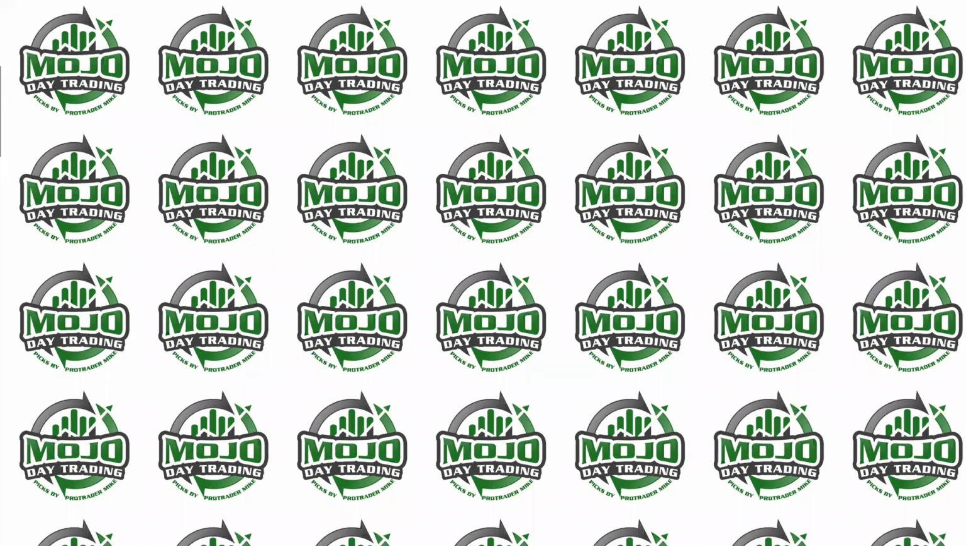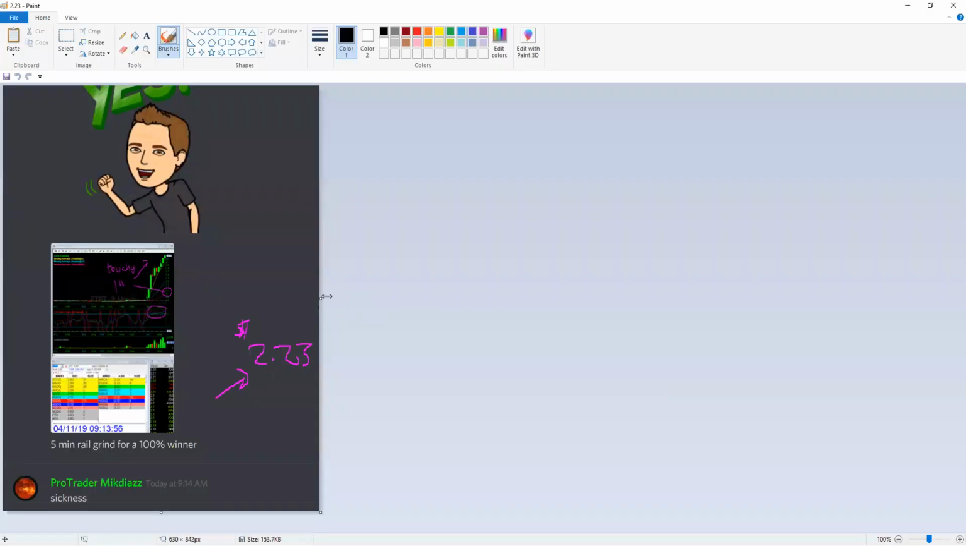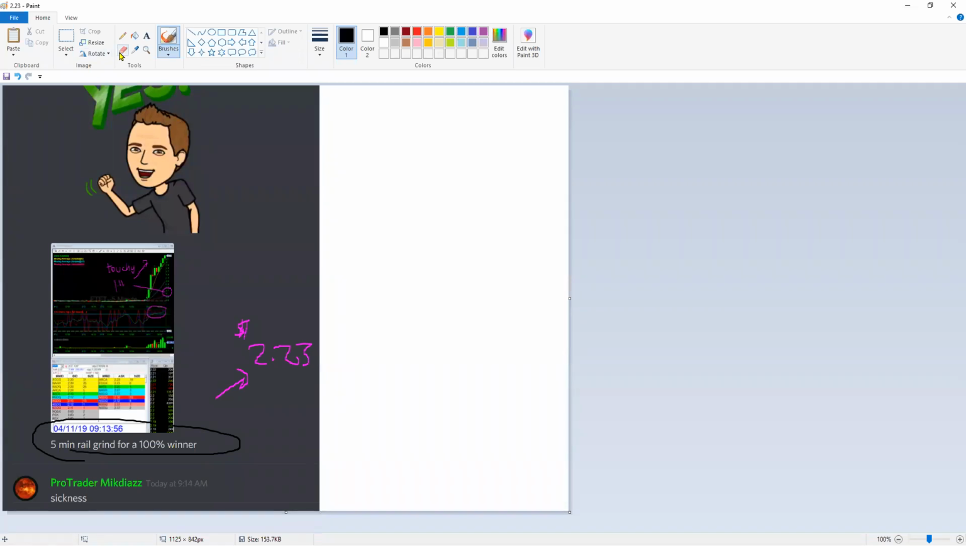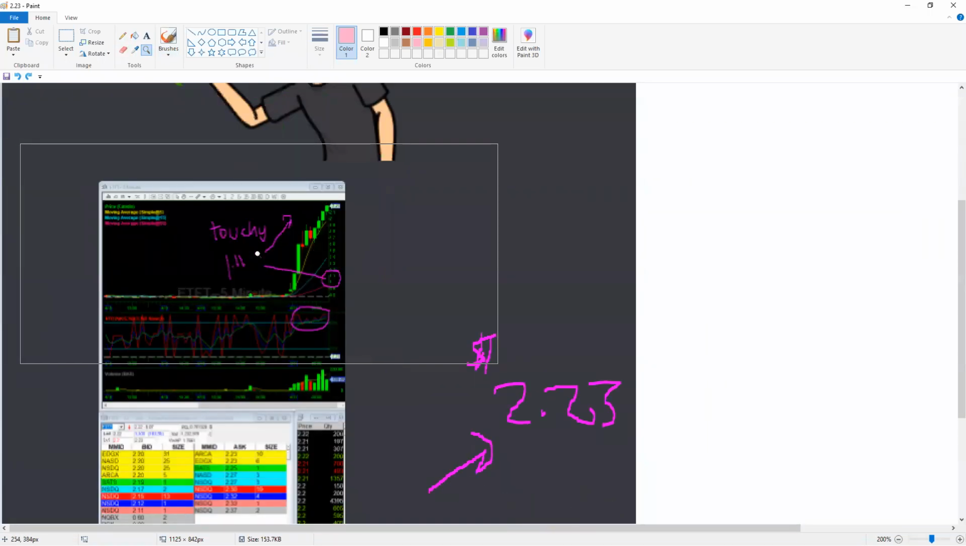Winner after winner. What about this one? Yes, 5% rail grind for 100% winner. See, I even wrote it in the Mojo room. Everything I tell you guys is what we're actually doing live. So let's get another pen up here. Let's blow this baby up. There's me going yes. So this thing went through $1.